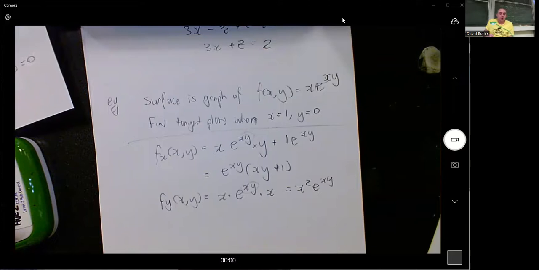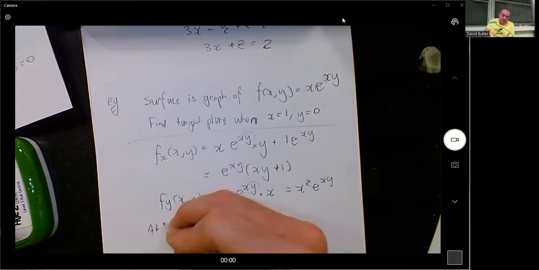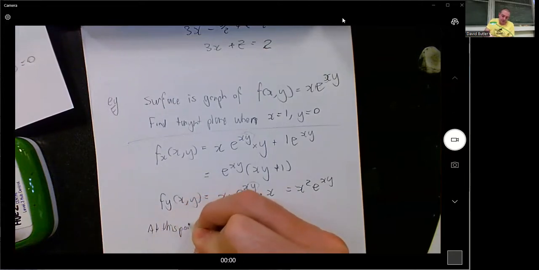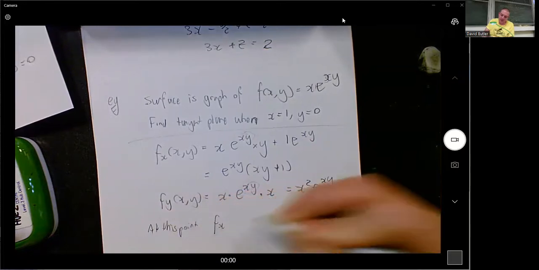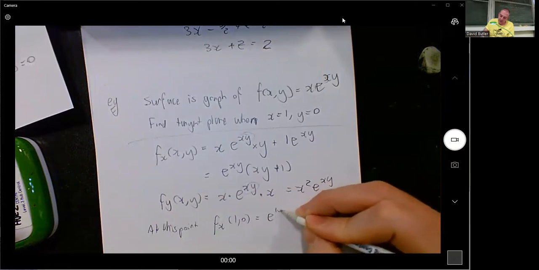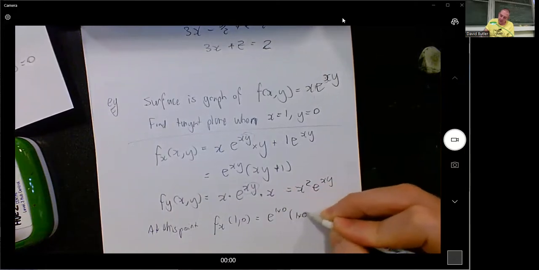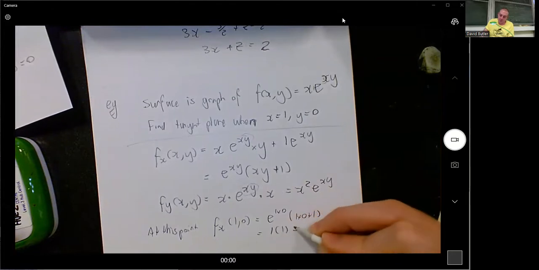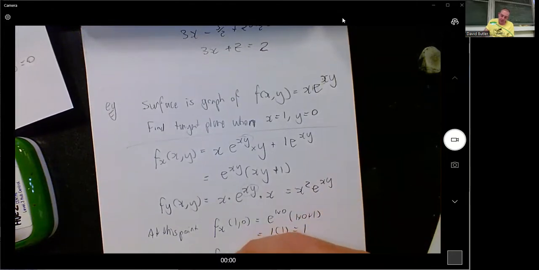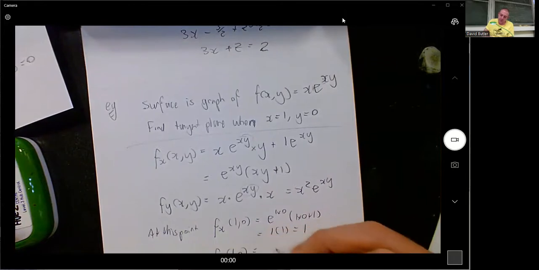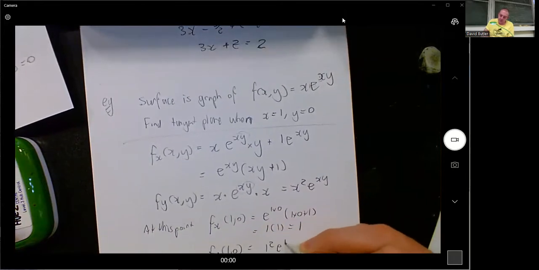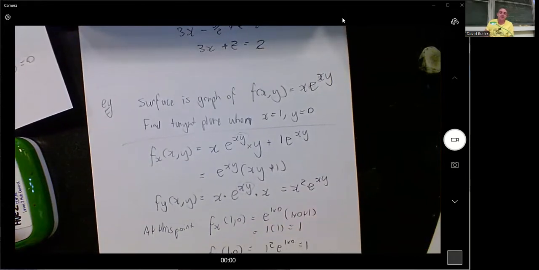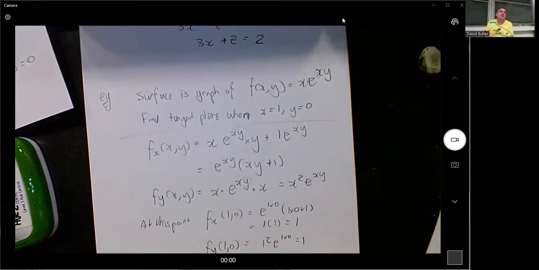And so, at this point, f sub x at the point 1, 0 is e to the 1 times 0, 1 times 0 plus 1, and e to the 0 is 1 times 1 is 1, and f sub y of 1, 0 is 1 squared e to the 1 times 0, which is also 1. Damn it, I really should have made it different to that, but that's what we've got.